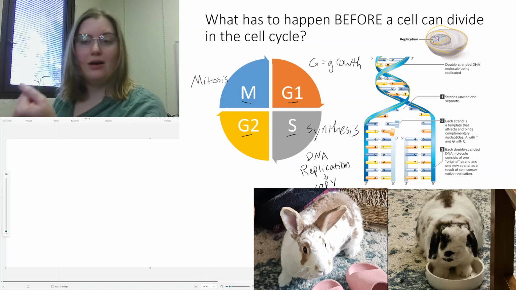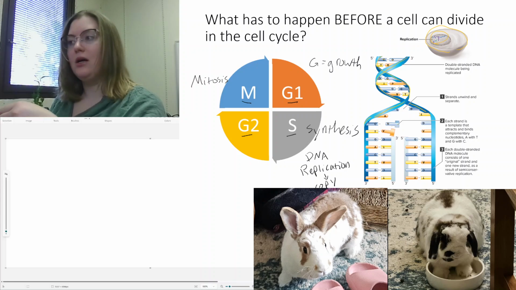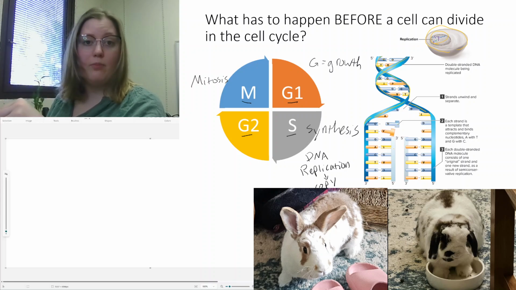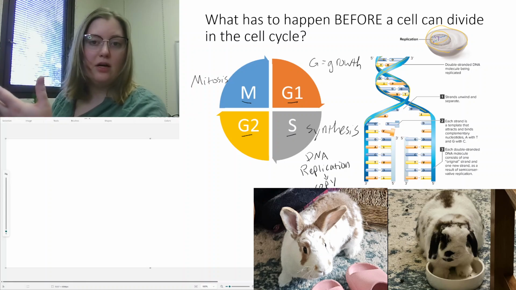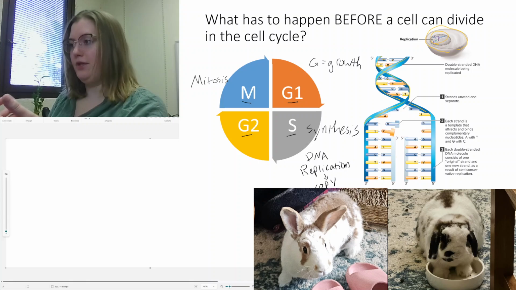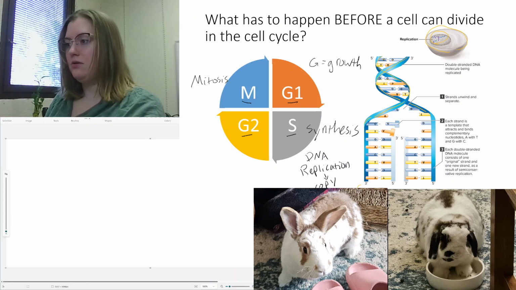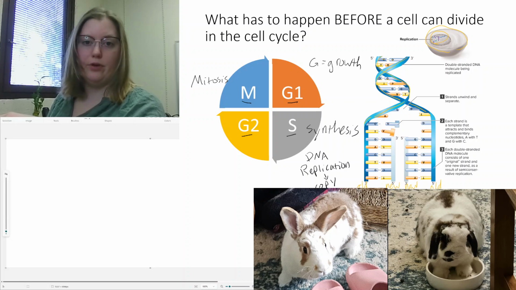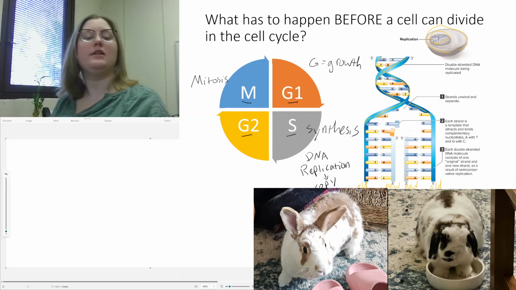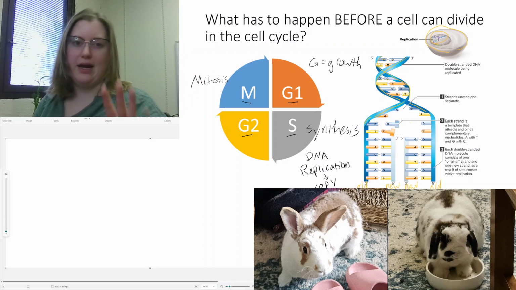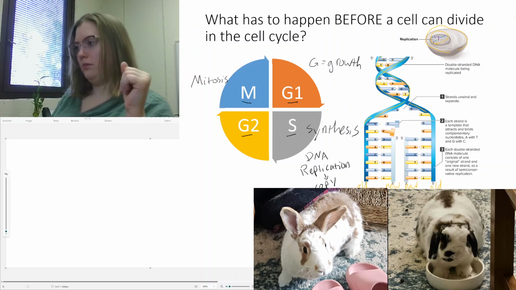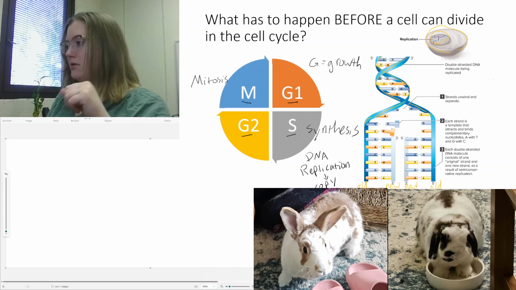So now our enzymes can get in and they can start making a copy, a complementary DNA strand for each one of these. And so at the end, one side is going to be made of old DNA and new DNA, and the other side is also made of old DNA and new DNA, okay? So our copied strands are half old, half new, so that they are exact copies.